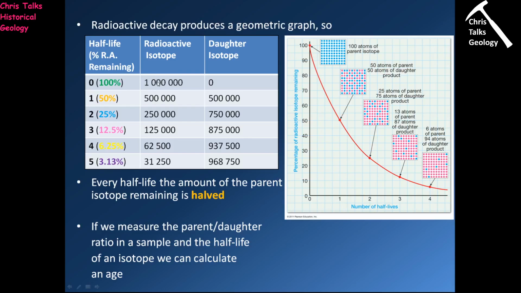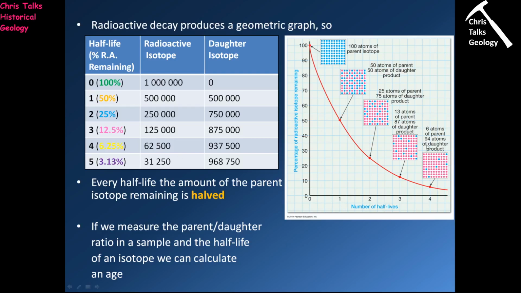Because all we're doing is taking parent isotopes and turning them into daughter isotopes. We're not actually losing anything. So the numbers of parent and daughter isotopes never change. It's simply the ratio between them that will change over time. So every half-life we lose essentially half of the previous amount of the radioactive parent isotope.